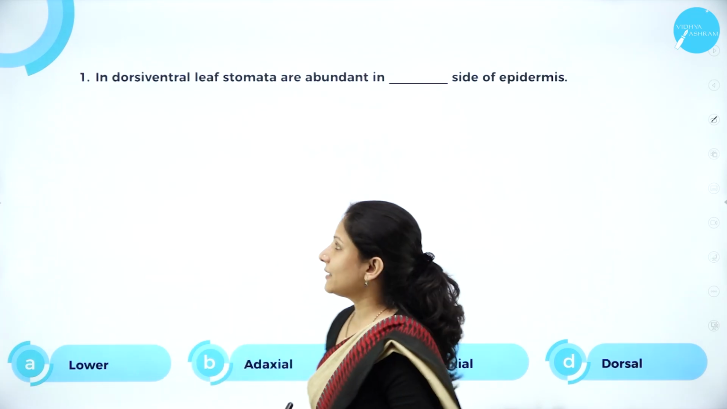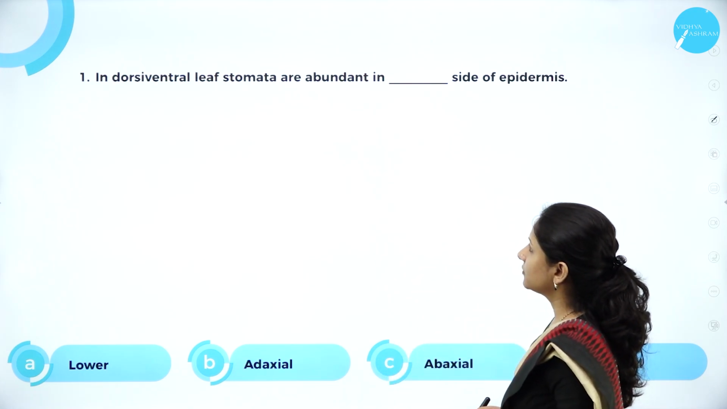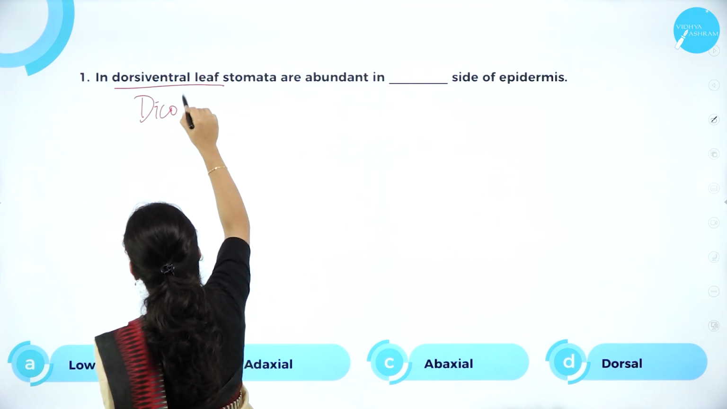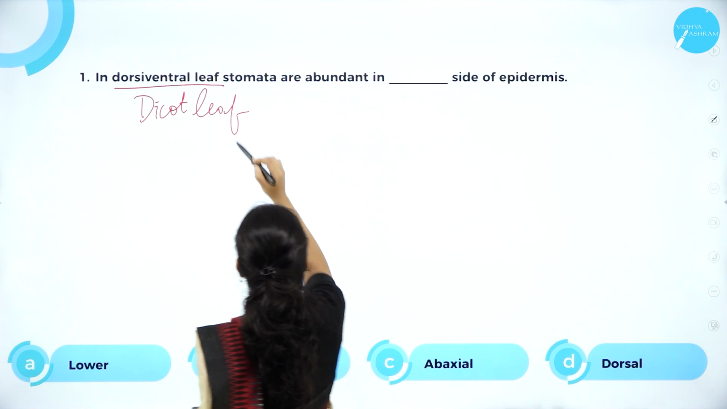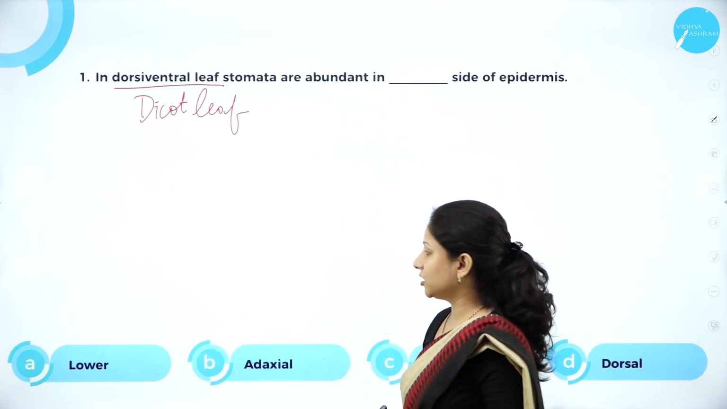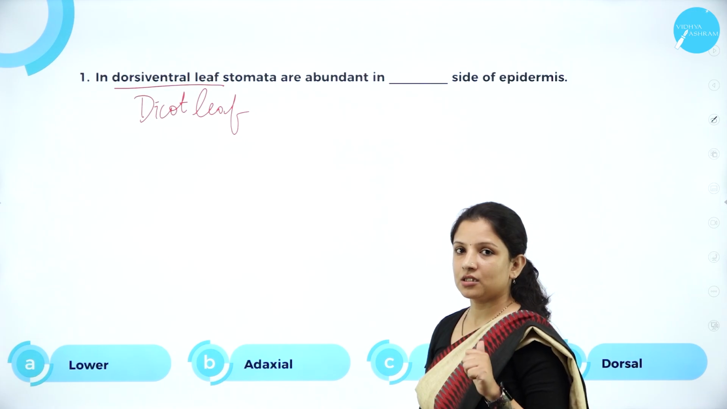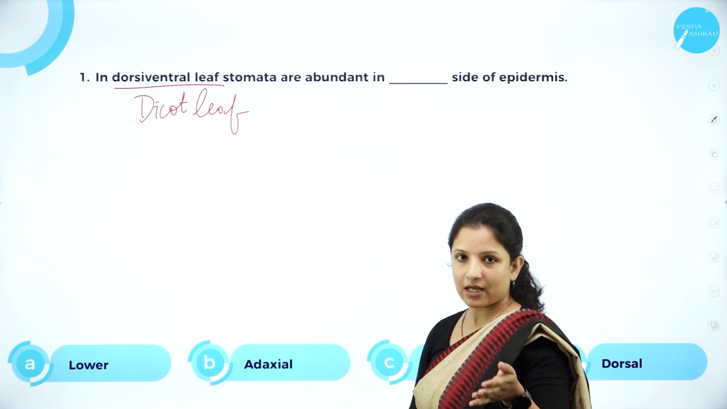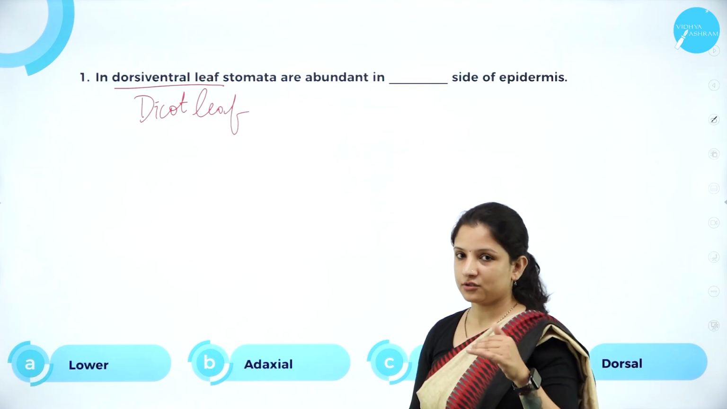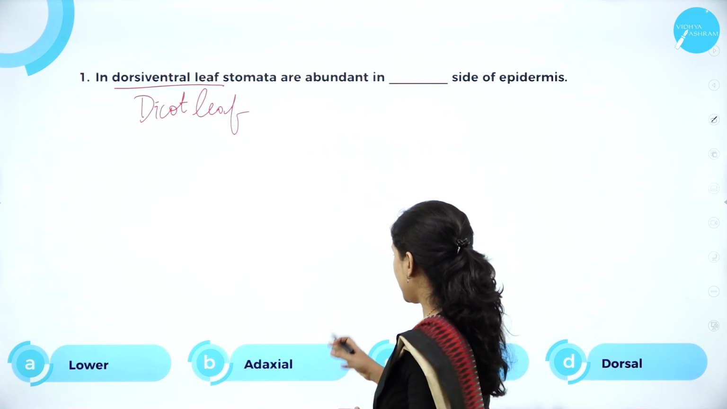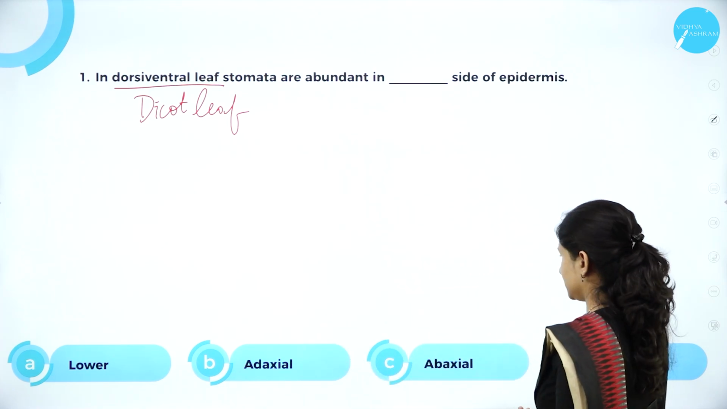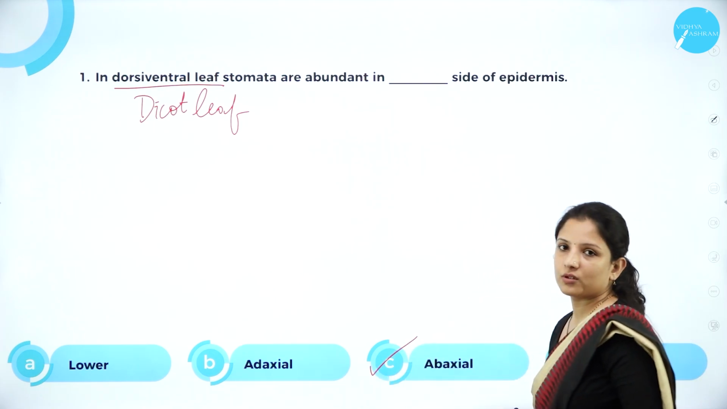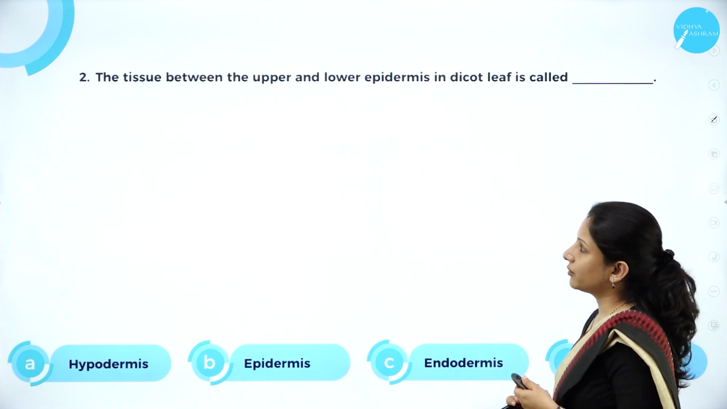So let's move on to the MCQs. In dorsiventral leaf, what does dorsiventral leaf mean? It is nothing but dicot leaf. Stomata are abundant in dash side of the epidermis. We know that the stomata are not equally distributed. The upper side will not have the stomata, the lower side will have the stomata. So here we can choose the answer as abaxial epidermis, that is, the lower side of the epidermis will have the more number of stomata.